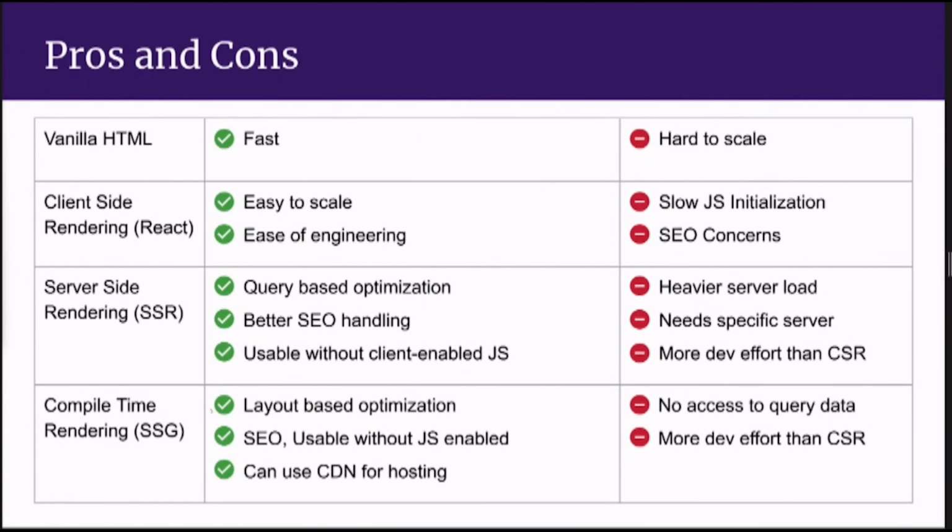On top of that, Gatsby allows you to do compile time rendering, which is like static site generation. Static site generation is layout-based optimization. So instead of being able to return specific information about the user themselves, you return data that every user can access. So like marketing sites are similar. It has good SEO, but the benefit is that you can now use CDNs for hosting, right? Which means that you're geo-spreading your servers, which means that you're going to get better ping times, better results all around, right? That means that we no longer have access to query data that is based on the user's input, and it is more development effort than client-side rendering, right?